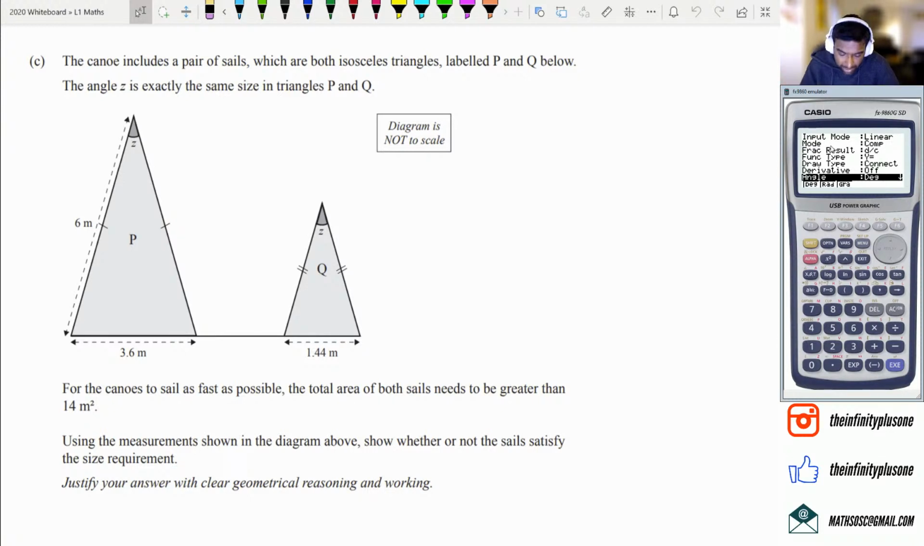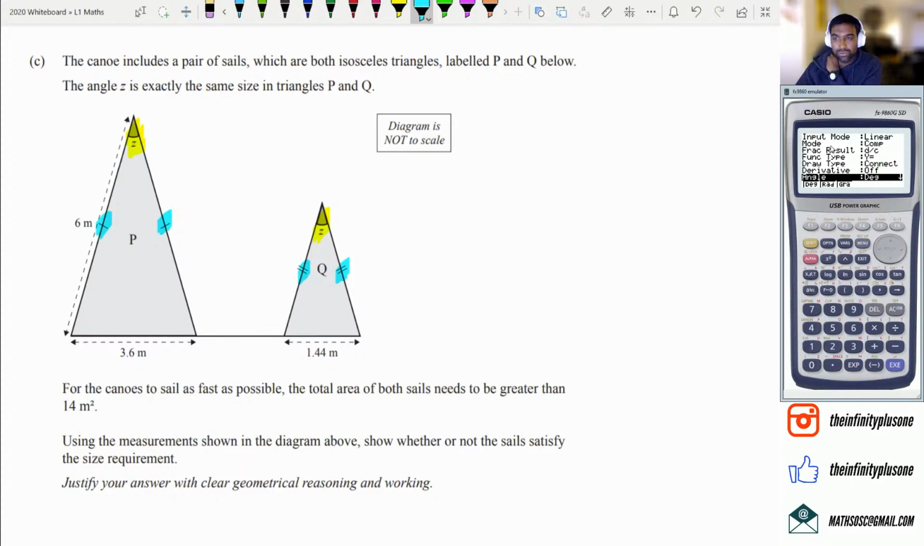The reason we're working with similar triangles is because the first idea is that they both have the same angles, and the second thing is that they're both isosceles triangles. Because of those two lines there, it basically tells us that they're both isosceles triangles.